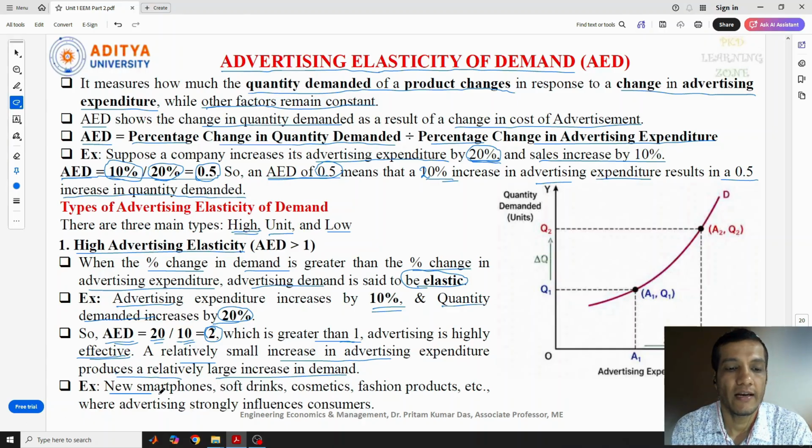Some examples are new smartphones, drinks, cosmetics, and fashion products. Many things can be considered in this category.